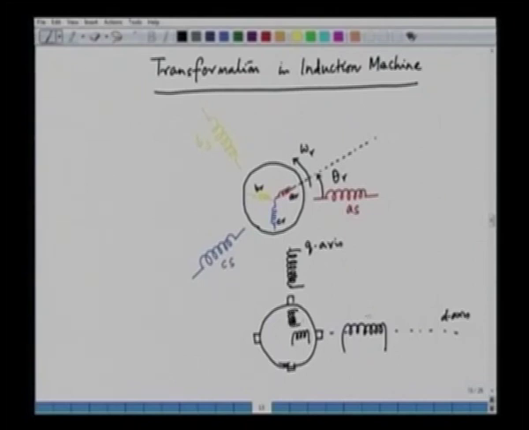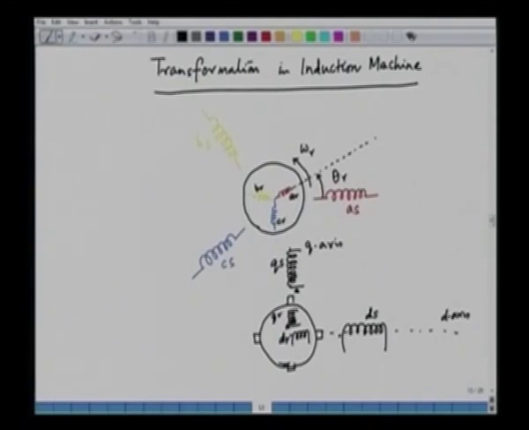So, we can call this DS, this DR, and these two windings are coupled. So, we can have a dot here, and this is QS and this winding is QR. This winding is coupled with this winding. So, we can show some polarity marking here. So, this is what we have here. Now, in this case, the objective is that we have to transform the original machine into a DQ machine.